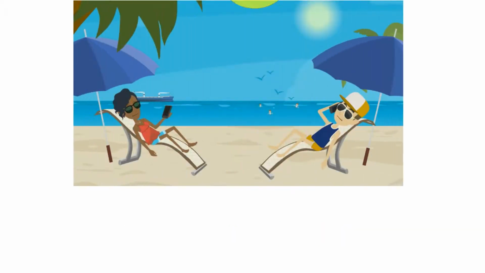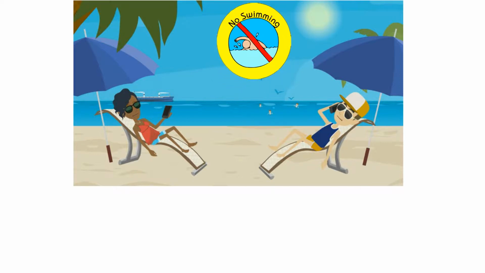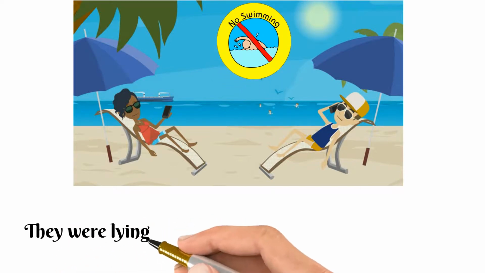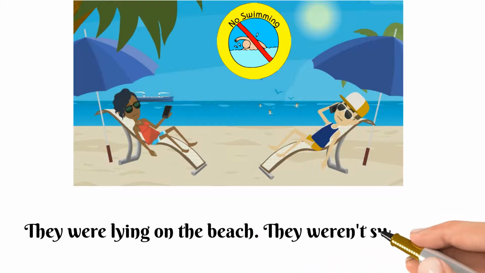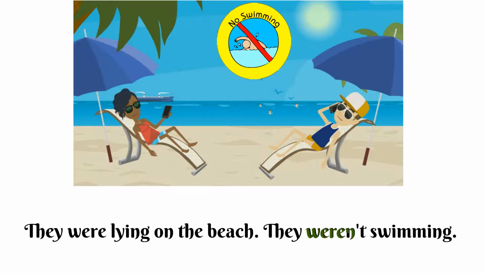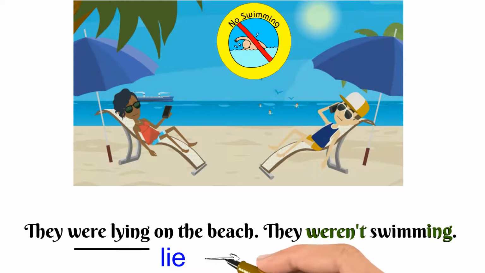Another example of negative form of past continuous. They were lying on the beach. They weren't swimming. So the negative form is weren't swimming or were not swimming. Another verb here which is in past continuous is were lying. And as you see in this example, the verb lie normally is written with L-I-E. We change I-E into Y and we add ing to form the present participle.